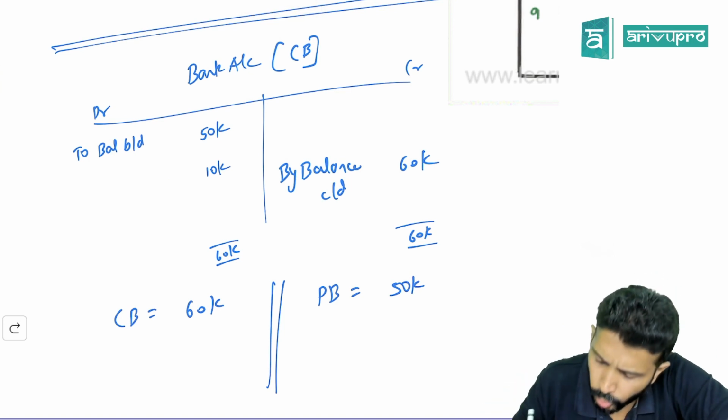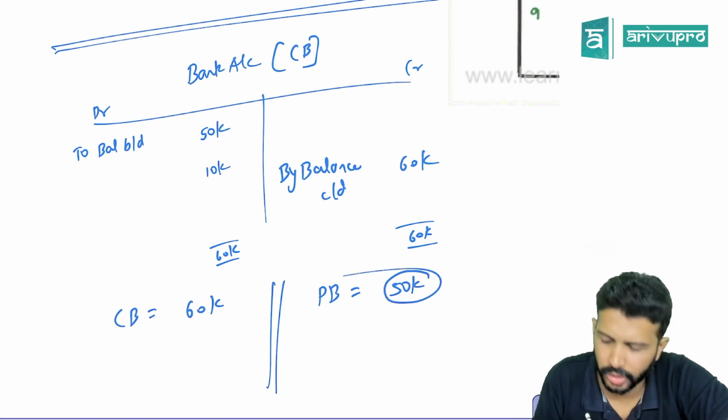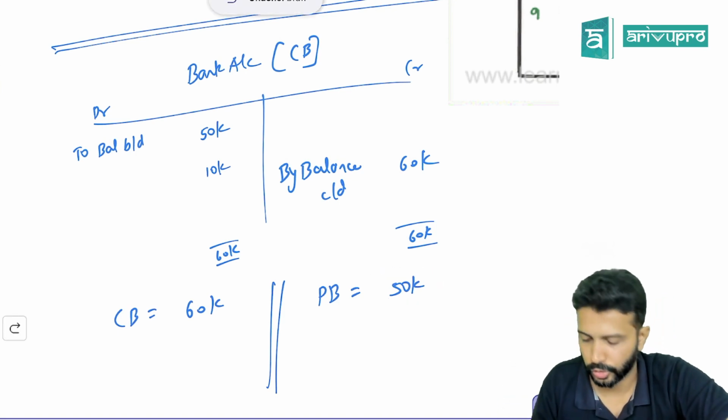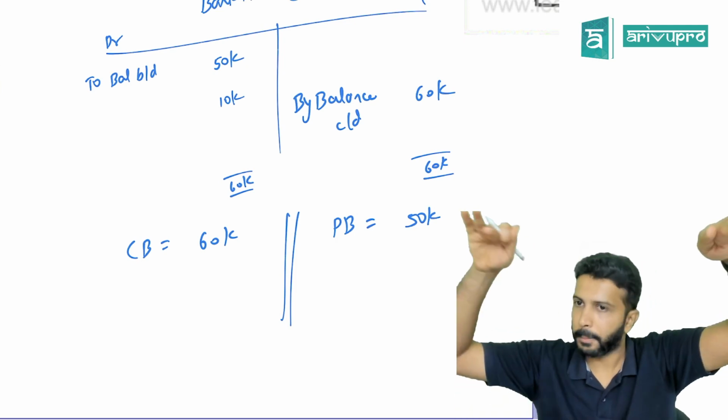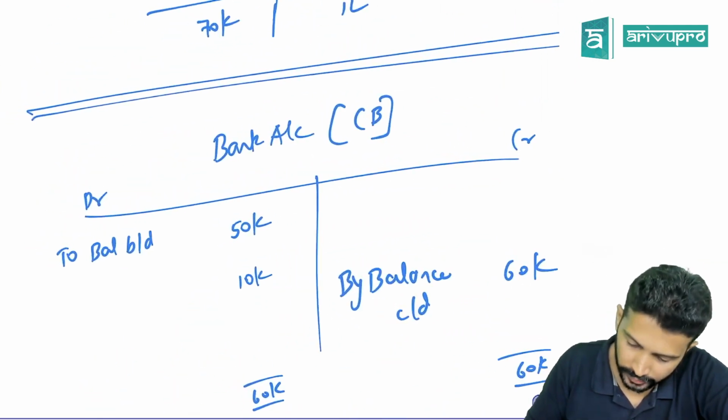No. That means what is the balance as per passbook? 50,000. So is it matching? No. Okay, let's come back. Cash book, passbook. Or if you wanted one more way, no?